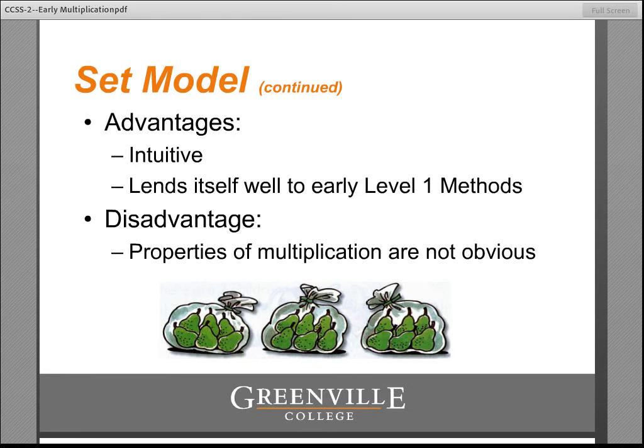Now, especially if I love pears, there is no way that I think that 3 bags of pears with 6 pears in each bag is the same as 6 bags with 3 pears, because I'm thinking about which bag of pears I get, and 6 pears is different than 3 pears. So the commutative property is really not very evident, because to me these situations seem entirely different.